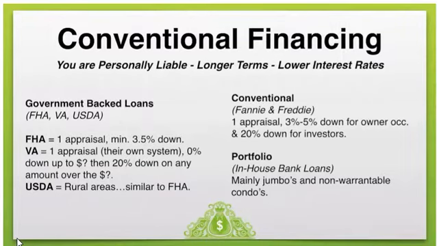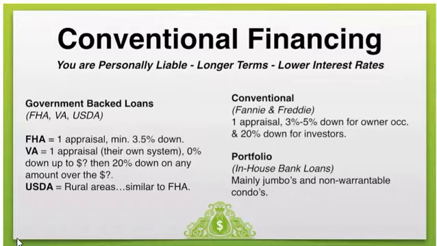Now, essentially, there are three main buckets of loans available to home buyers. They are government-backed loans like FHA, VA, and USDA. There are conventional loans like Fannie and Freddie backed loans, and there are these other ones called portfolio loans, which are essentially in-house loans given by individual banks.